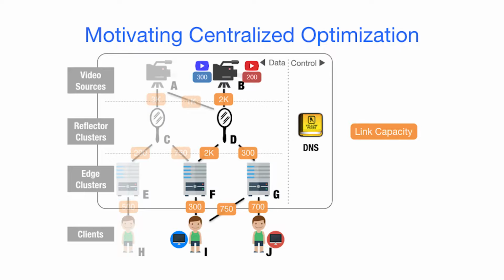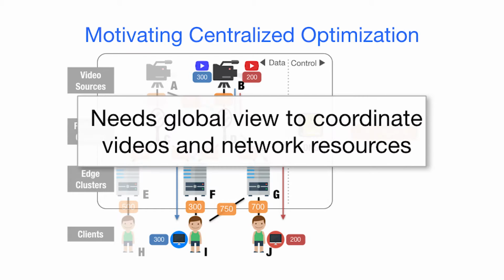So in order to get around that, it would be much better if we could do something like this, where we can just split our data accordingly through this other set of paths. But unfortunately, to do that, we need a global view to coordinate resources at this level, which motivates our need for centralization.